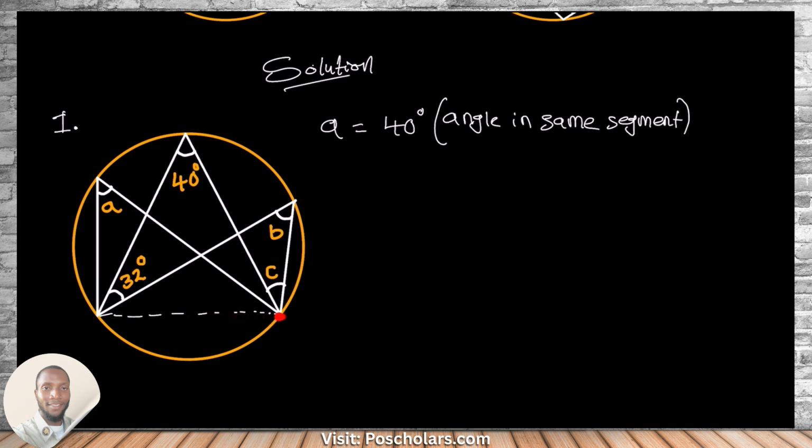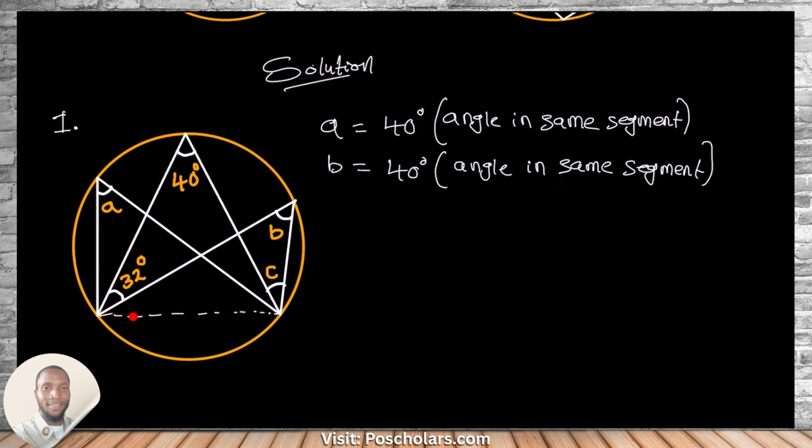Since it's associated with this chord and this angle is also associated with this chord, we can say B is equal to what? 40 degrees. So write it: B is also equal to 40 degrees. And what's the reason? Angle in same segment too. Now the reason why we say same segment, because look at this chord.